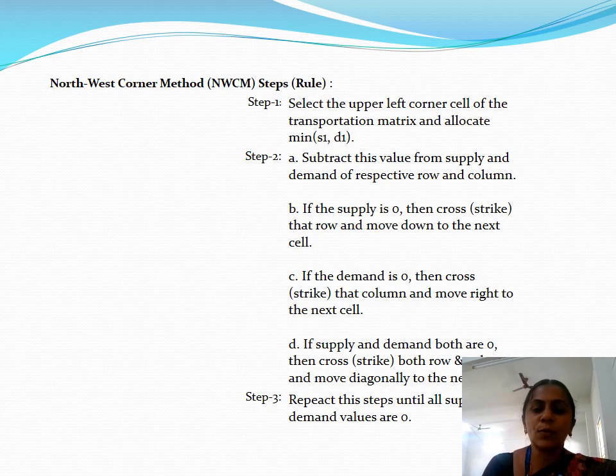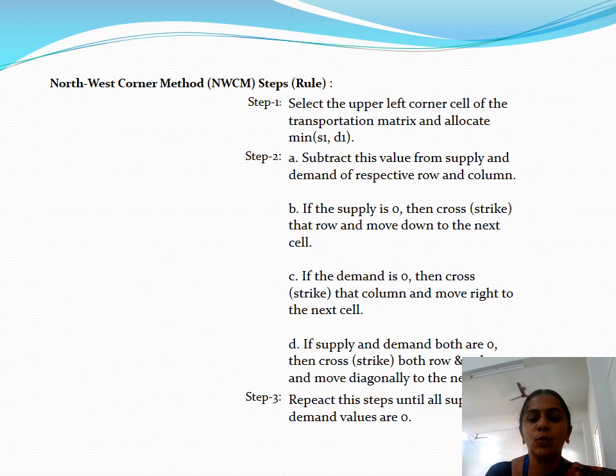If the supply is 0, then cross that row and move down to the next cell. If the demand is 0, cross the column and move right to the next cell. If supply and demand both are 0, we have to cross both row and column and move diagonally to the next cell. Repeat this procedure until all the requirements are satisfied, or all the supply and demand values are 0. So this is the procedure for applying the northwest corner rule. This is the method for finding the initial basic feasible solution for the transportation model.